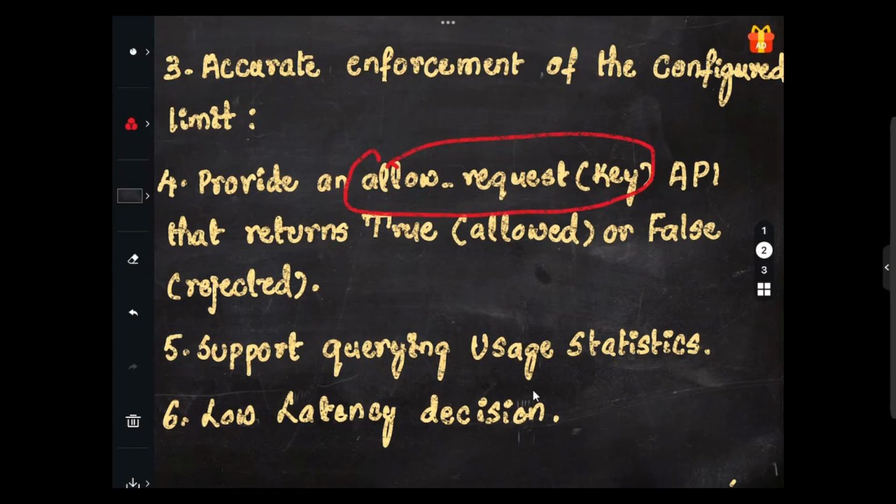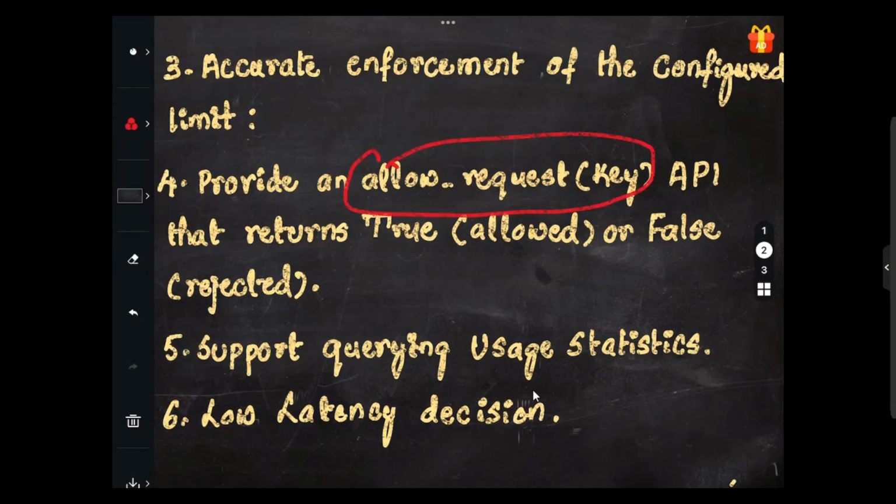We have to support querying usage statistics, which is optional basically. That means the current count in the window, and the time to earliest expiry. The final one is related to latency, nothing but a low latency decision.